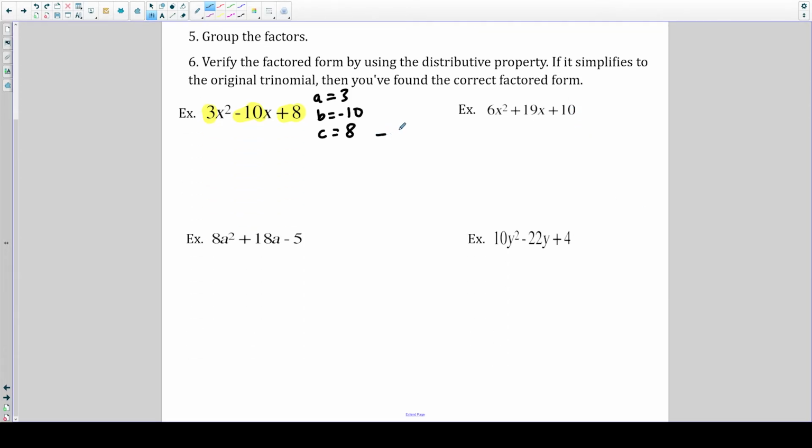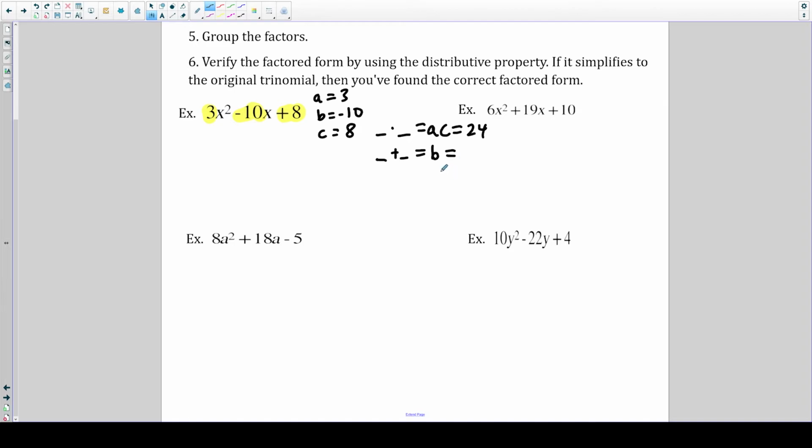So we're going to start off with two numbers. Something times something is equal to AC, or A times C. So A times C is 3 times 8, which is 24. I want the same two numbers, so whatever numbers we have here and here have to add up to give me B.